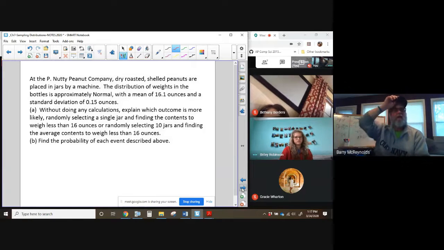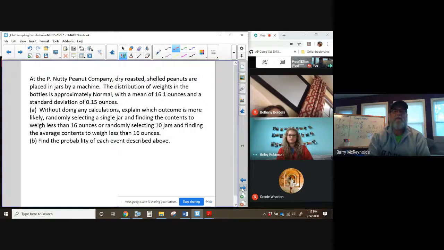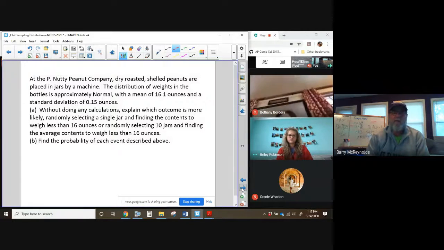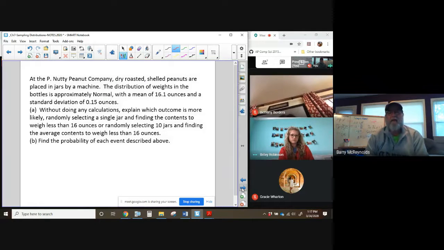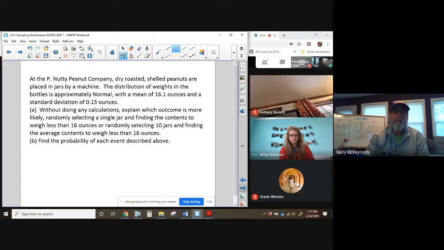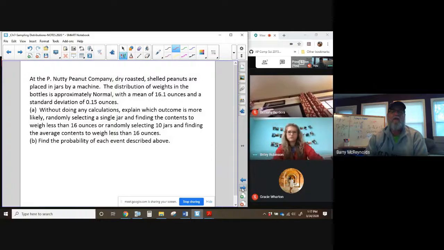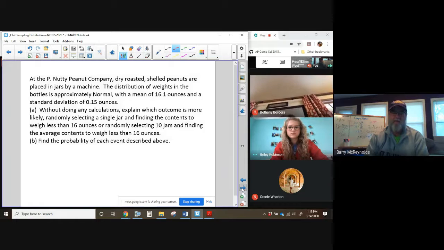Right here, the Peanutty Peanut Company, they sell dry roasted peanuts in jars, which makes me really hungry right now. The distribution of the jars is approximately normal, with a mean of 16.1 ounces and a standard deviation of 0.15. Okay, so part A says, without doing any calculations, which is more likely? Randomly selecting a single jar and finding the contents to be less than 16, or randomly selecting 10 jars and finding the average of the contents to weigh less than 16?